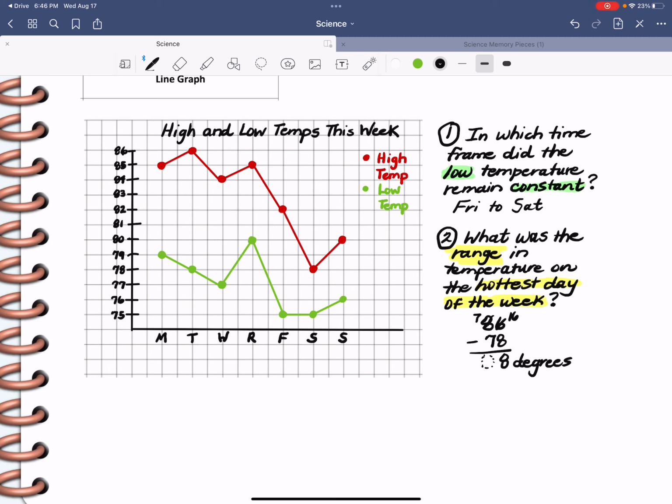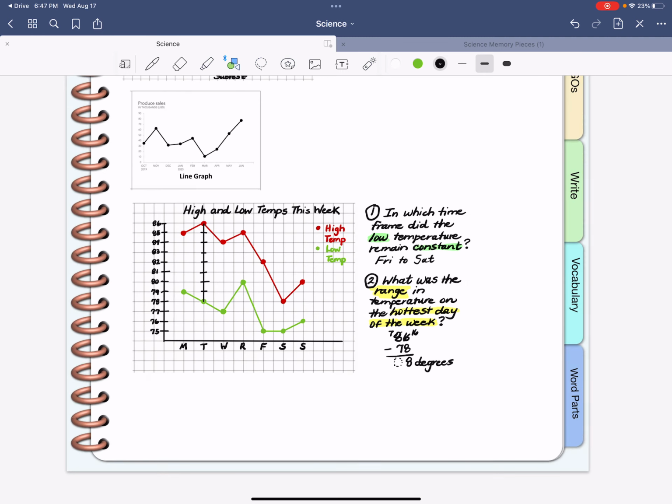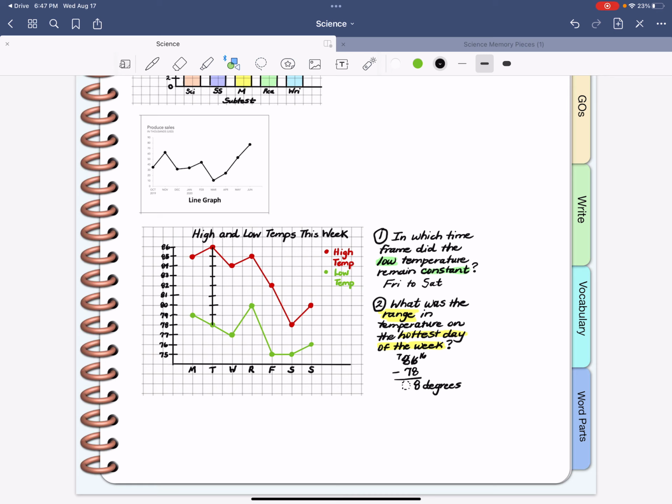You could also have found that by counting from this dot to this dot is 1, 2, 3, 4, 5, 6, 7, 8. So that's a range, the difference between the highest and the lowest points. A line graph. It's a very common graph in science, social studies especially.